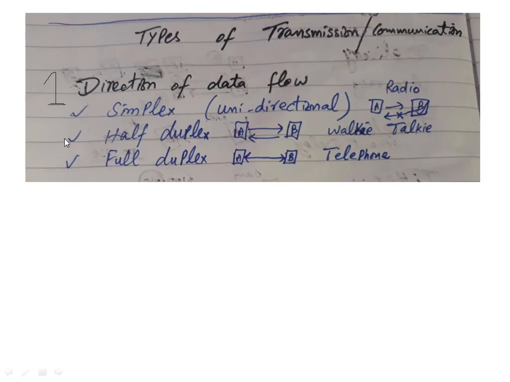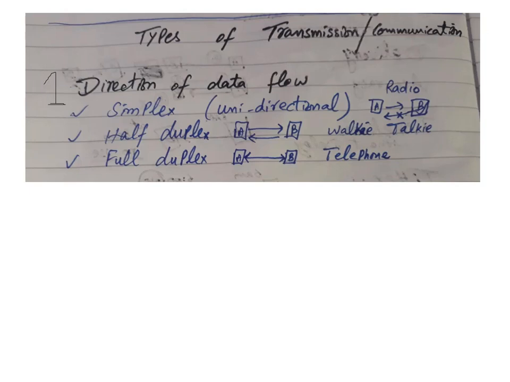Now we will talk about half duplex. Half duplex is when both systems can send and receive messages, but not at the same time. First, system A sends a message to system B, and after that system B sends a message to system A. So it is called half duplex.